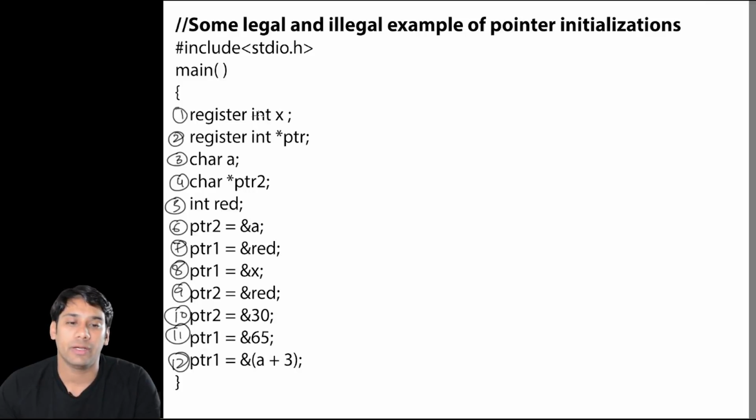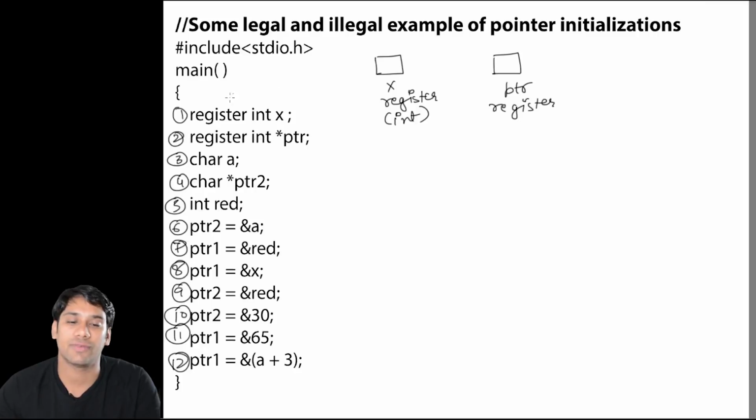Now in line number 1, I am declaring x as a register variable. So this x is a register variable, and its data type is integer. Then in line number 2, we are having PTR. PTR is a pointer which is stored in the register.